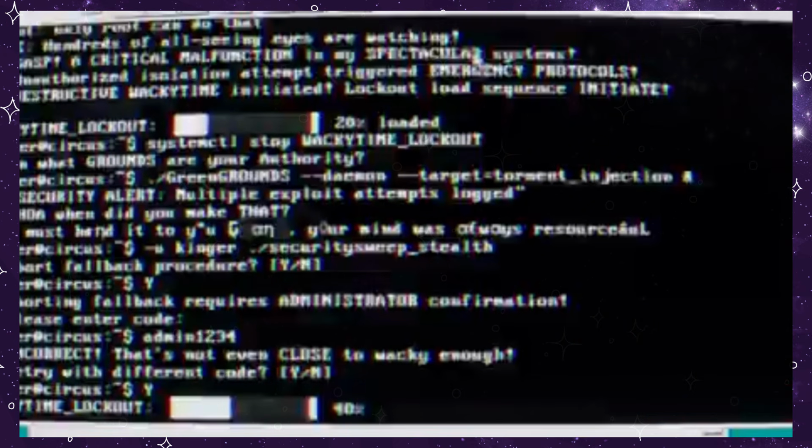Kinger then uses a Linux command, system control stop wacky time lockout, to attempt to stop this. Kane says, "On what grounds are your authority?" Kinger then runs a custom line of code, and even Kane says he was resourceful. It is also here we get a partially censored name, and many in the fandom think it's pretty much confirmed to be Grant. This is Kinger's real name.